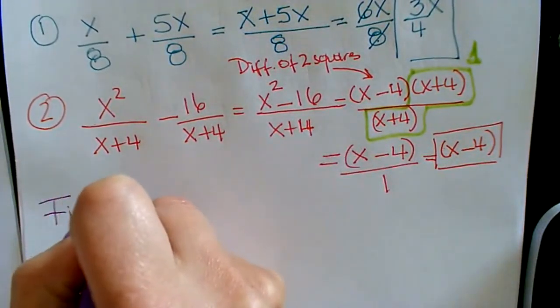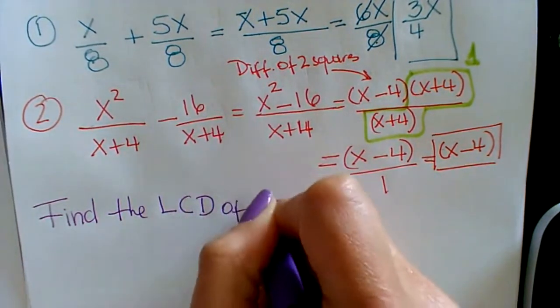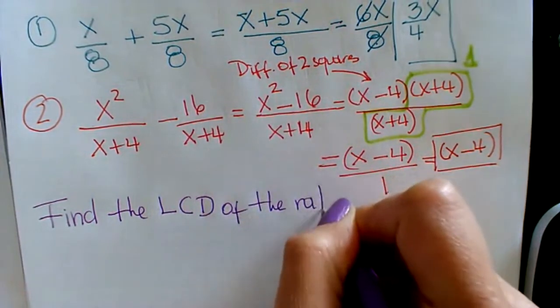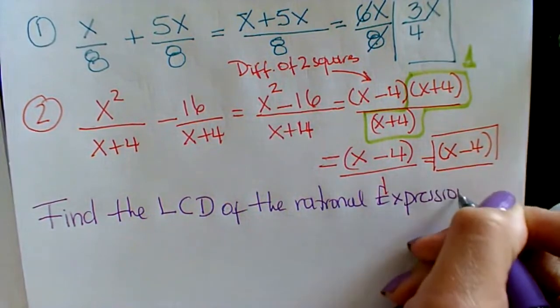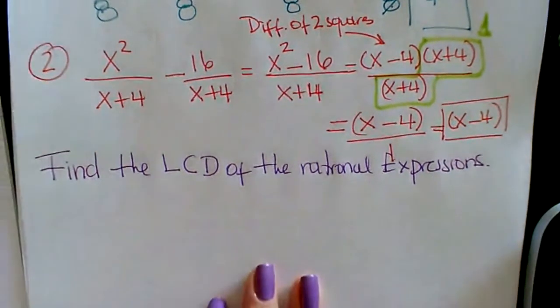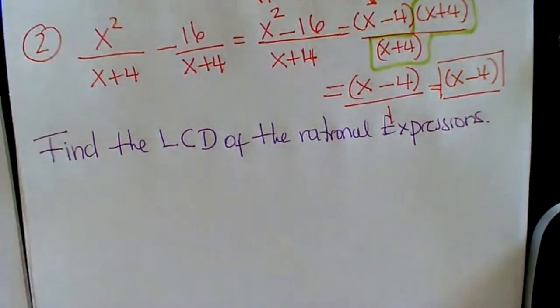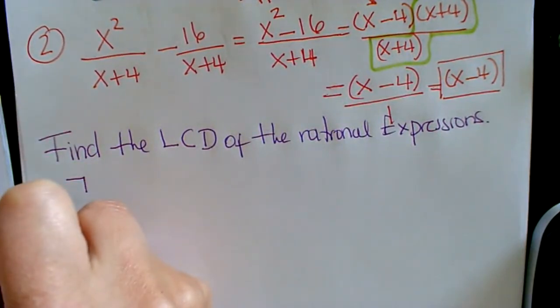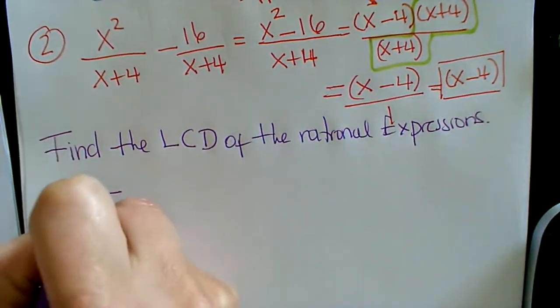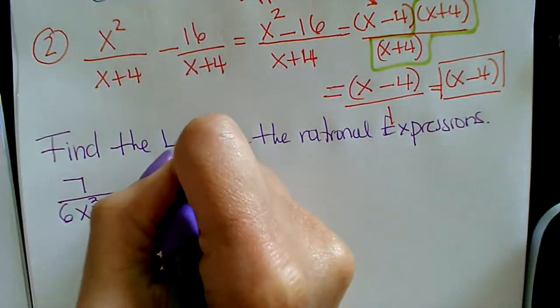So it says find the lowest common denominator of the rational expressions. That's what they want us to do. And here's the first one. We've been given two expressions, okay?